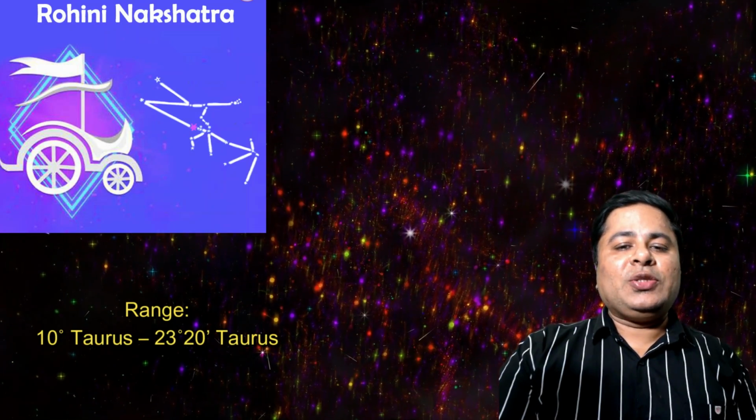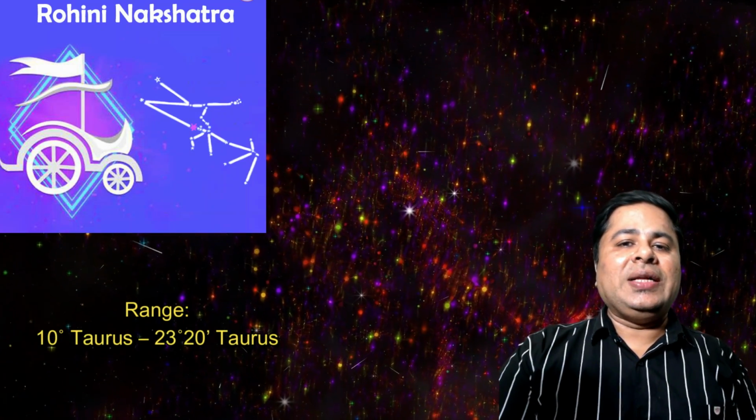Now comes the fourth nakshatra, Rohini. Its range is 10 degrees Taurus to 23 degrees 20 minutes of Taurus. Ruling planet, Moon itself. Deity Brahma, the creator. Guna, Rajas. Symbol, wheel of a cart. Now we come to the characteristics.